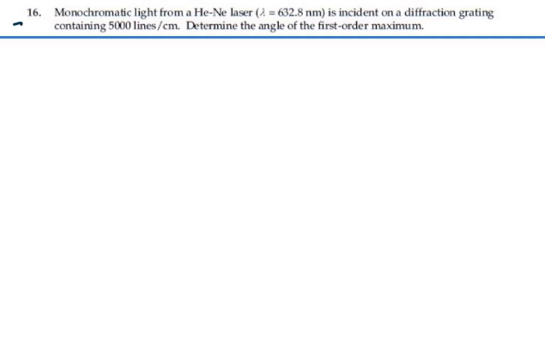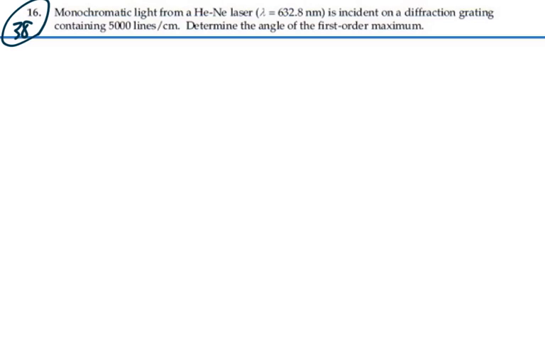Here's problem 3816. Monochromatic light from a helium neon laser, wavelength 632.8 nanometers, is incident on a diffraction grating containing 5,000 lines per centimeter. Determine the angle of the first order maximum.